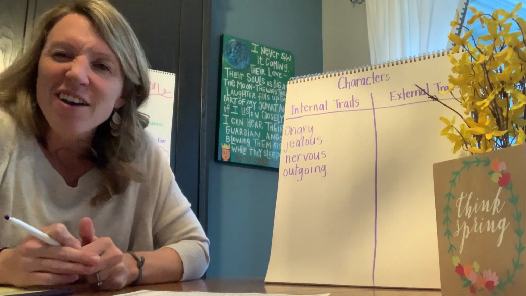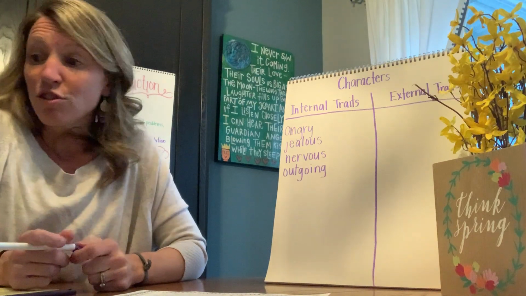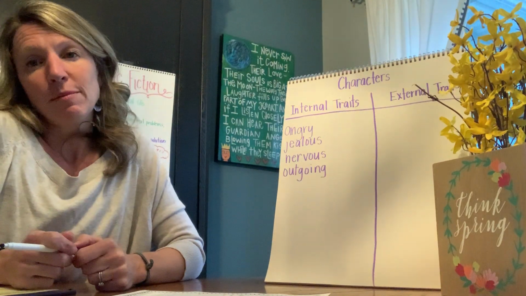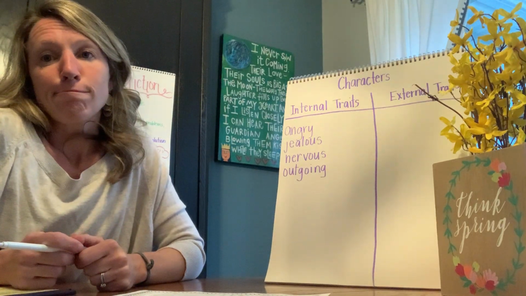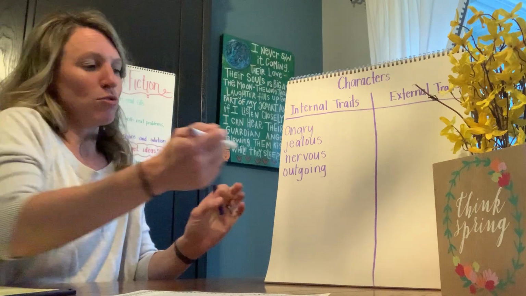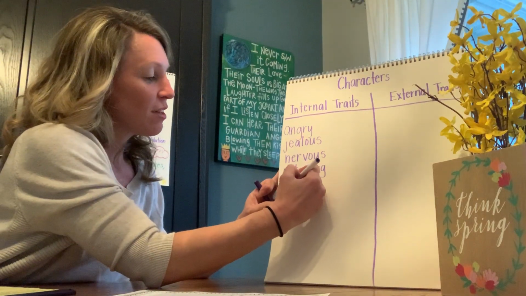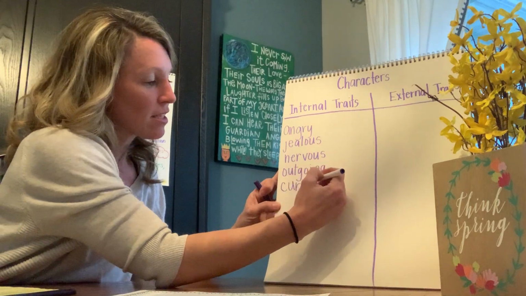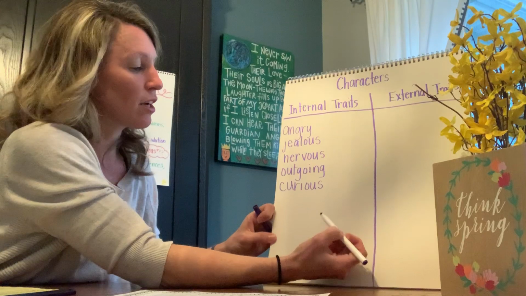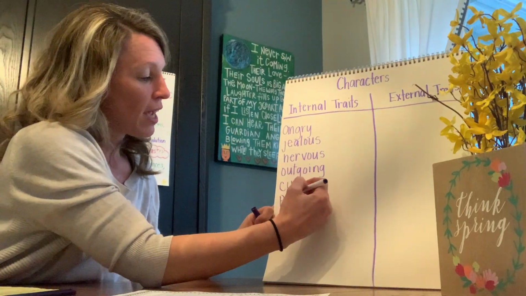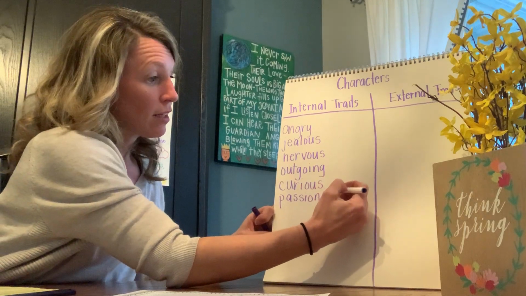All right, another internal characteristic. Can you think of one? Maybe silly, a jokester. Somebody that's passionate about something. Curious. Think about Curious George. Now, he is not a realistic character, but he was very curious. And as a character, we could have a very curious character in our story. Passionate, loving.